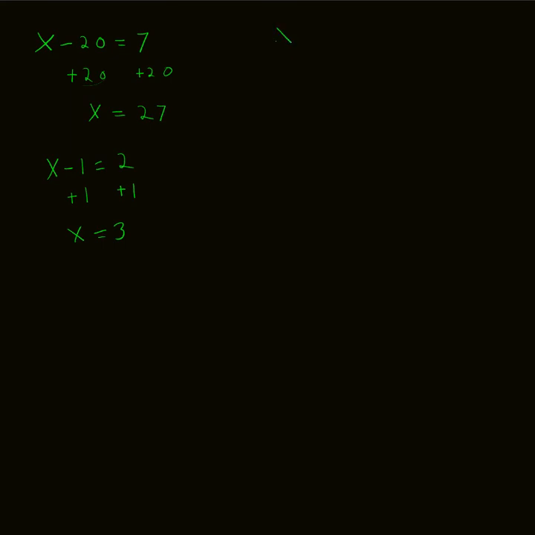And so really it's almost the same thing, just now instead of having a minus, we now have a plus. So x plus 5 equals 8. So if we have this, what would we do? Well, we would subtract 5 from both sides. And so we would get x equals 8 minus 5, which is 3.